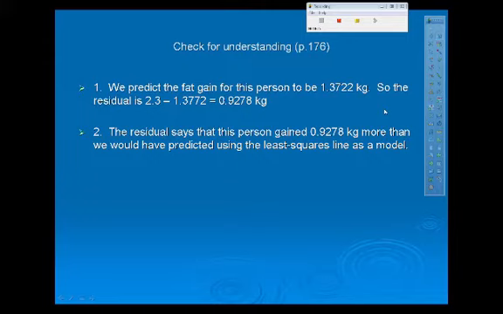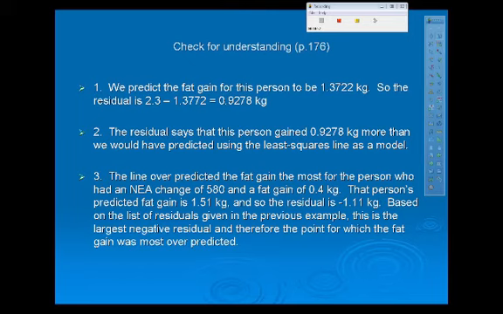All right, the residual says that this person gained 0.9278 kilograms more than we would have predicted using the least squares line as a model. For which subject did the regression line over-predict fat gain by the most? Justify your answer.